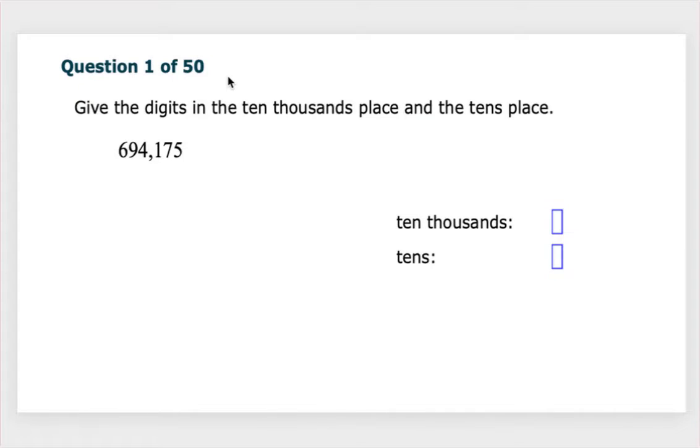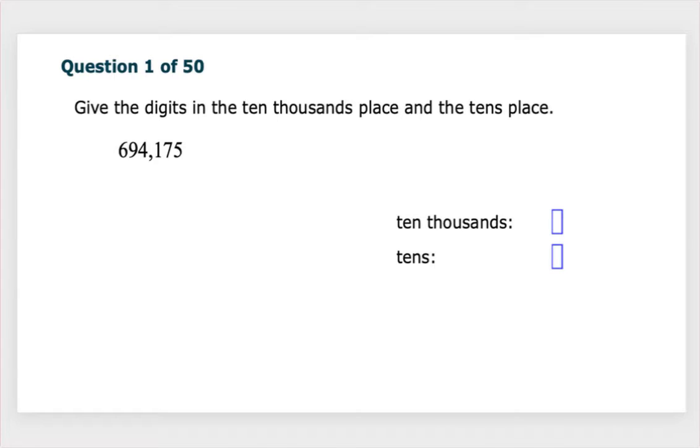All right, my amazing students, we are getting ready to review chapters 1 through 3 in our Aleks work. So, the first question is number 1: give the digits in the 10,000s place and the tens place.